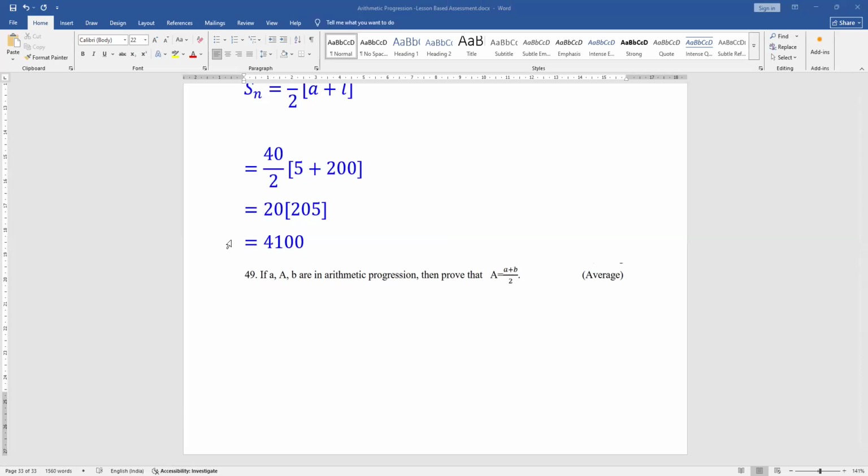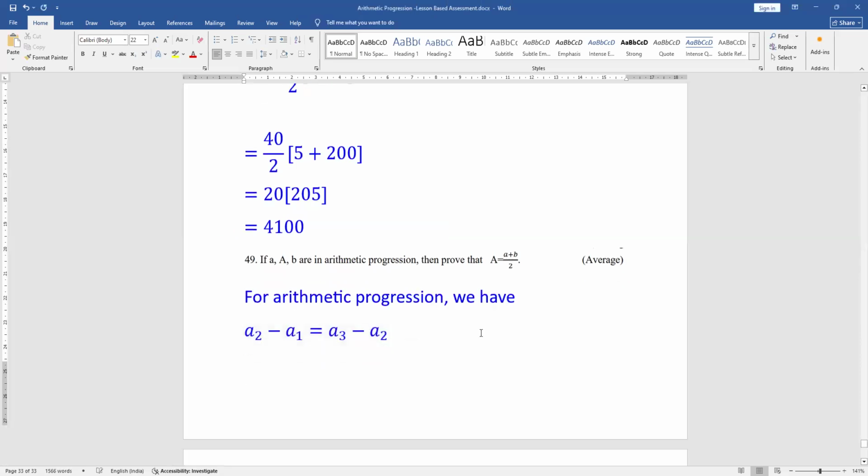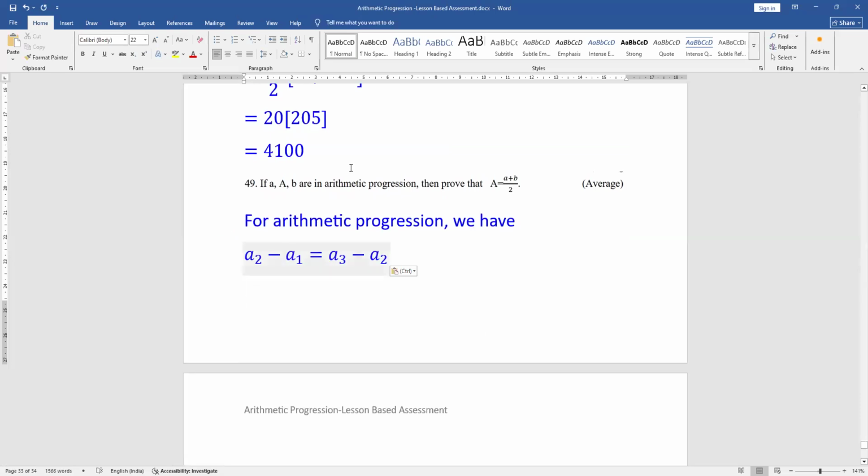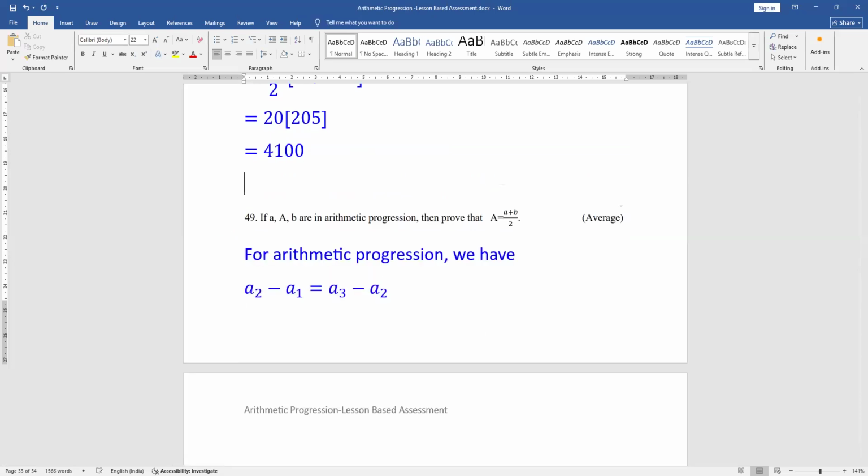For this, the arithmetic progression. What is the basic thing of arithmetic progression? Second term minus first term is equal to third term minus second term. Okay, so I write down that first. For arithmetic progression, we have A2 minus A1 equals A3 minus A2.